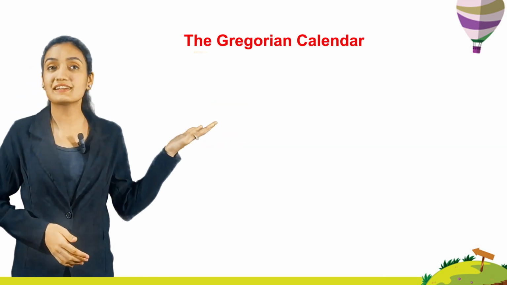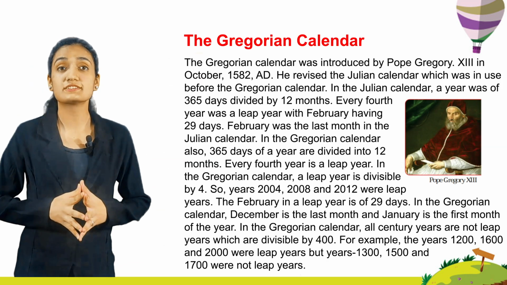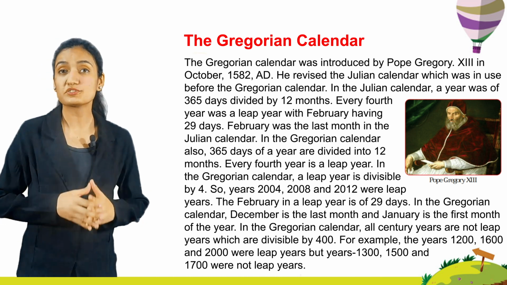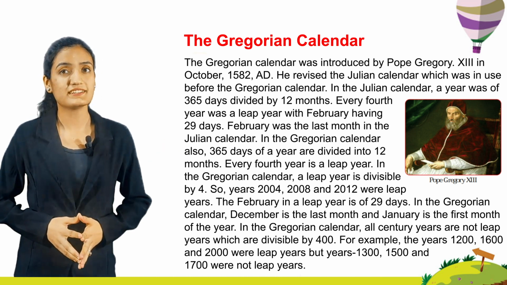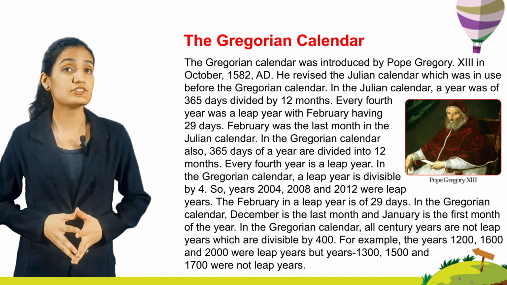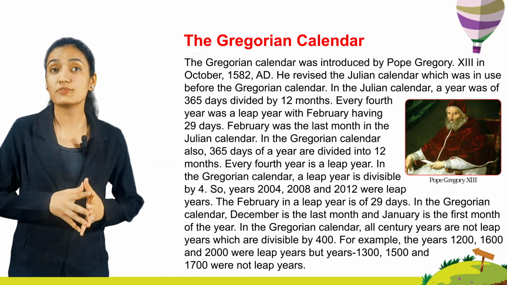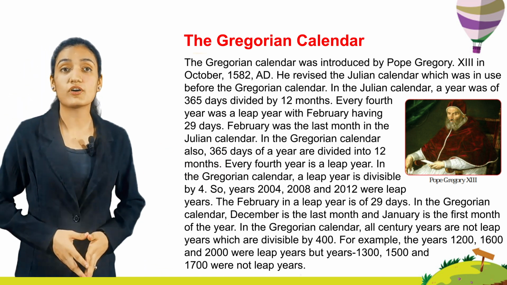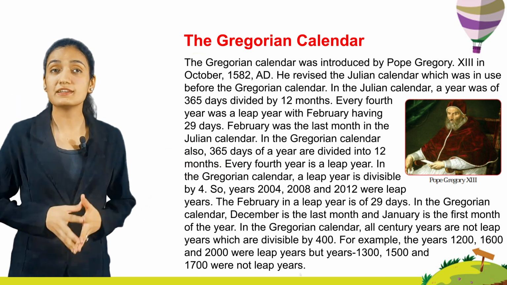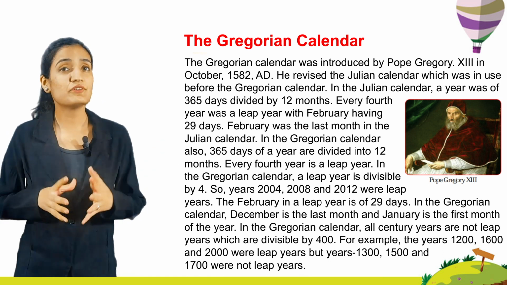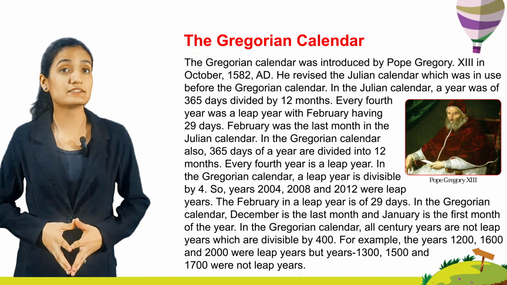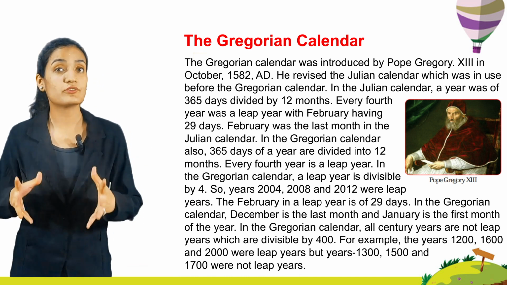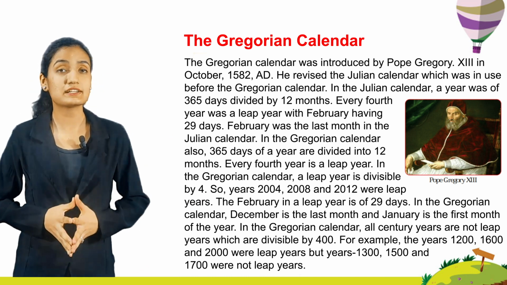The Gregorian calendar. The Gregorian calendar was introduced by Pope Gregory XIII in October 1582 AD. He revised the Julian calendar, which was in use before the Gregorian calendar. In the Julian calendar, a year was of 365 days divided into 12 months. Every fourth year was a leap year with February having 29 days. February was the last month in the Julian calendar.